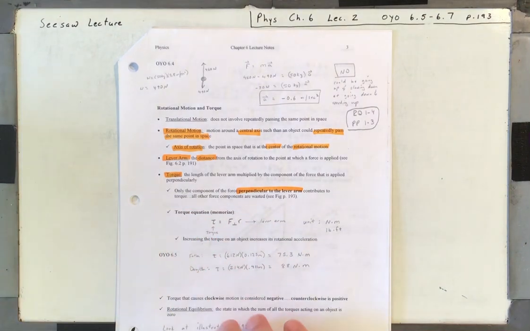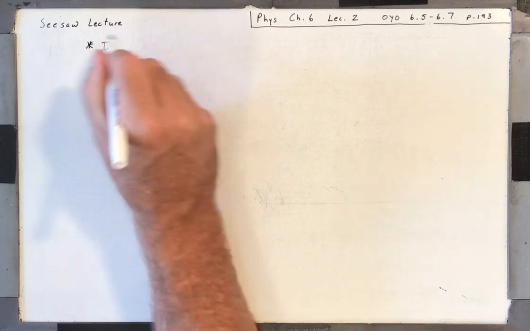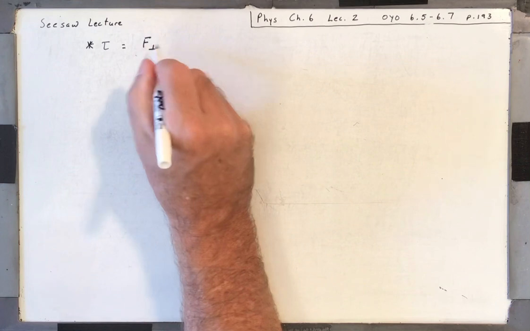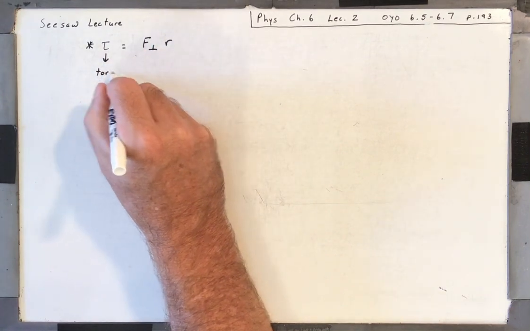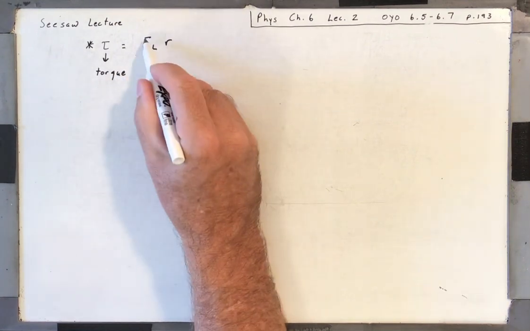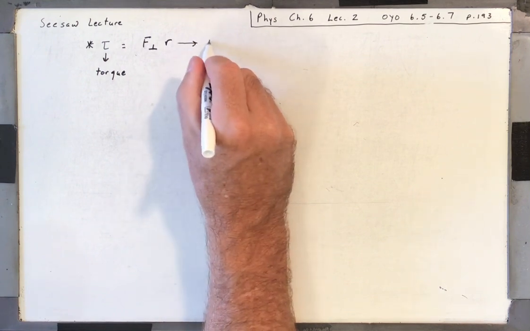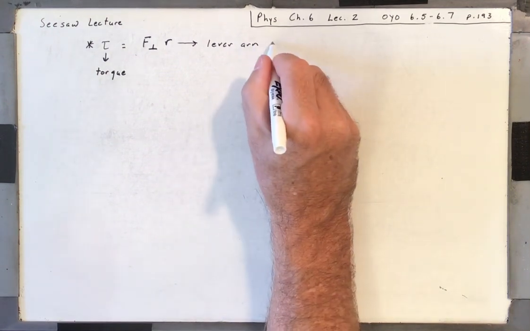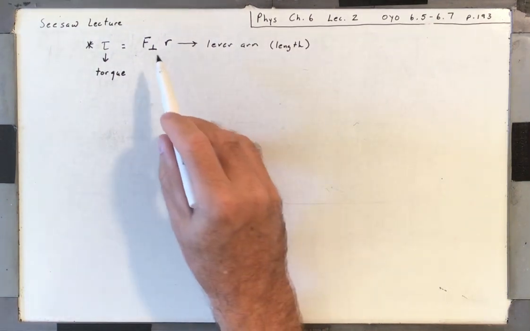I've got a space for you to write the torque equation. For torque, we use the Greek letter tau. You have to memorize that. It's equal to the perpendicular force, so there's our perpendicular symbol, times the lever arm, R, which is just a length. So we have force times distance.